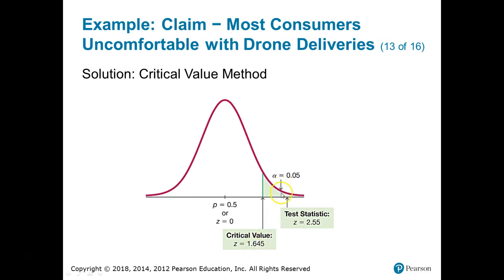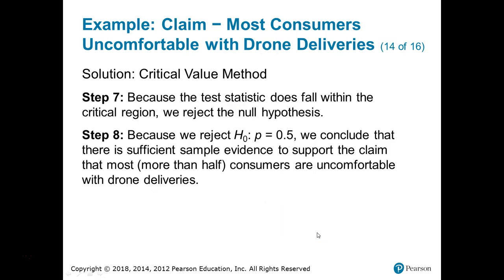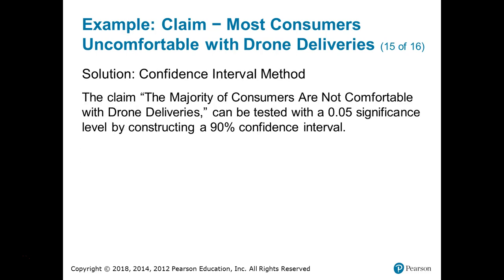Our alpha is 0.05, and our test statistic is 2.55. Because the test statistic does fall within the critical region, we reject the null hypothesis. Because we reject the null hypothesis, we conclude that there is sufficient sample evidence to support the claim that most consumers are uncomfortable with drone deliveries. So both the p-value method and the critical value method had the same conclusion.